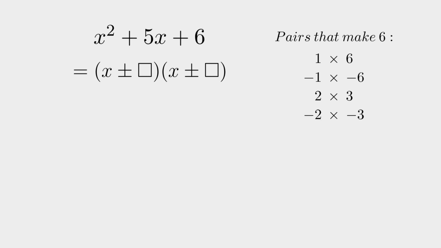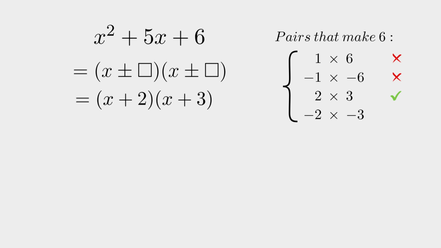Now that we have our sets of numbers, we can shift our focus to the coefficient of x, which is 5. We now need to find a set of two numbers that when they are added to each other should give us positive 5, the coefficient of x. 1 plus 6 is not 5, so we can't use this set. Negative 1 minus 6 is also not 5. But 2 plus 3 is 5, so we can stop there and use the positive 2 and positive 3 in our calculations. Substitute the positive 2 and positive 3 into the brackets like so, and there you have factorized the expression. It doesn't matter which bracket comes first, it can be the 2 or the 3.